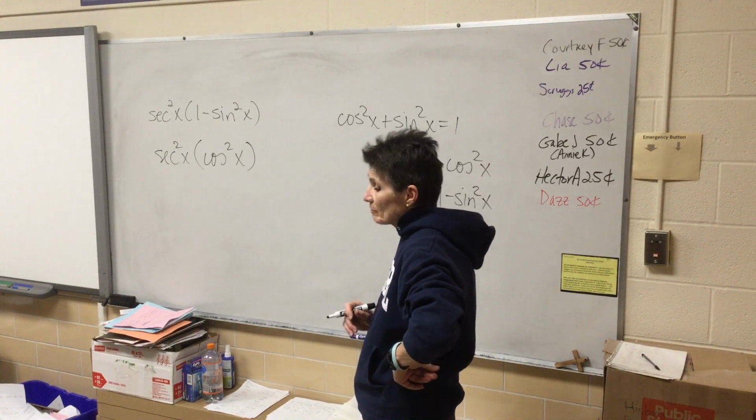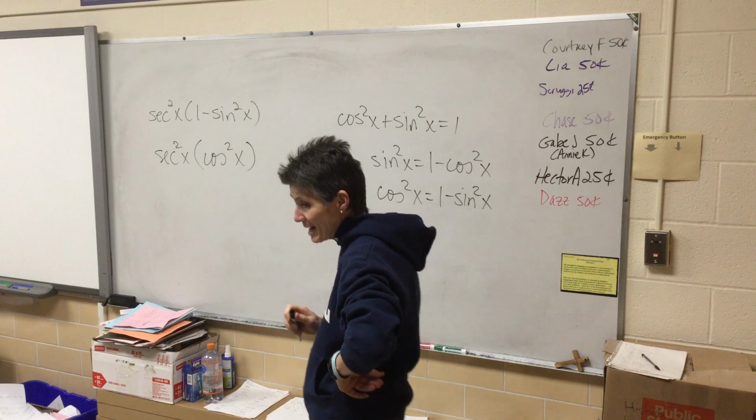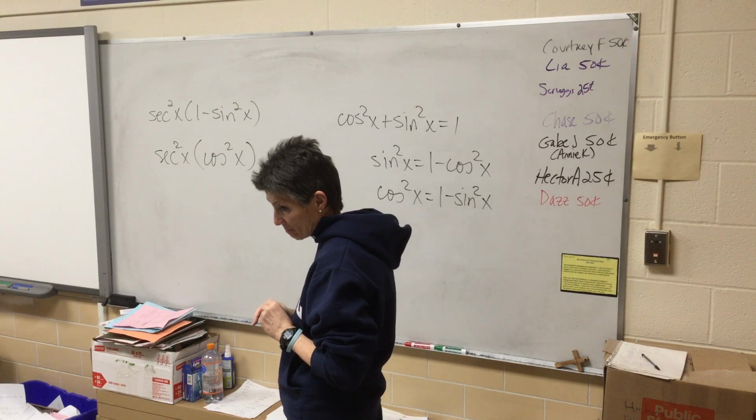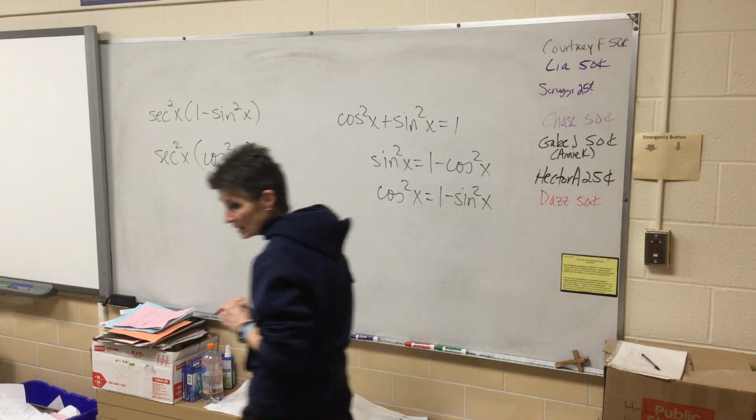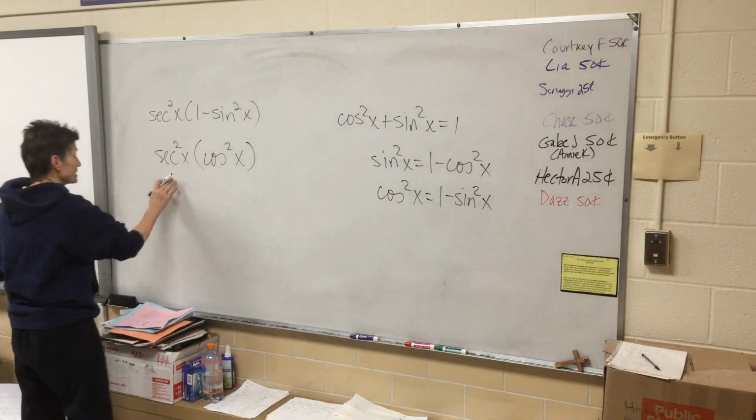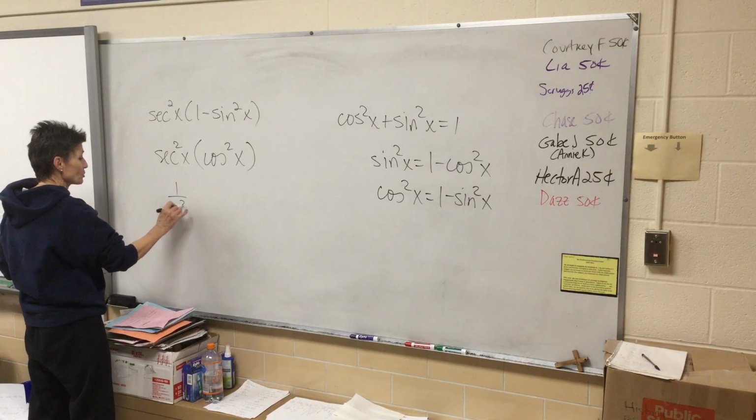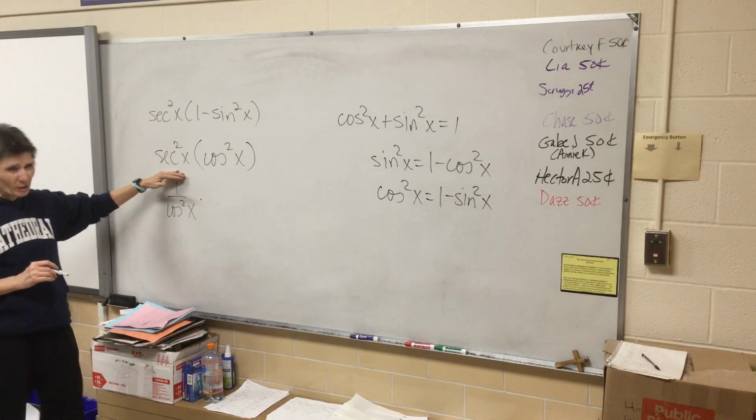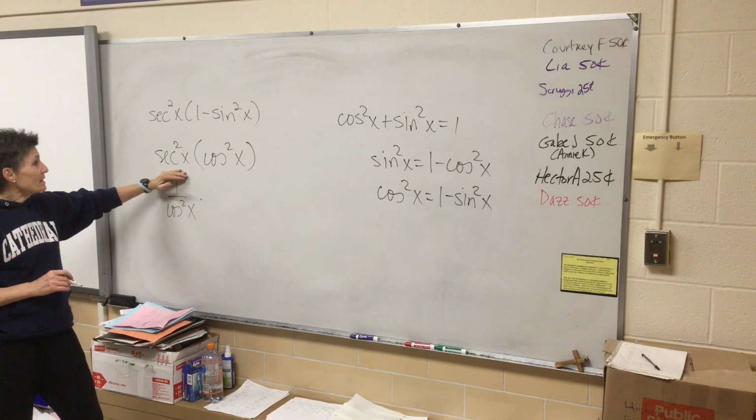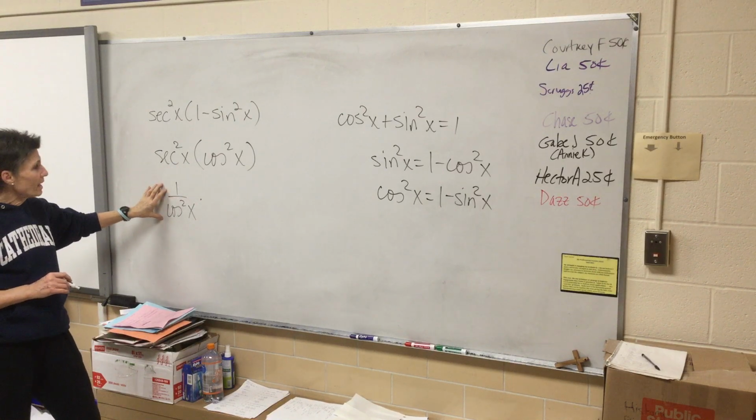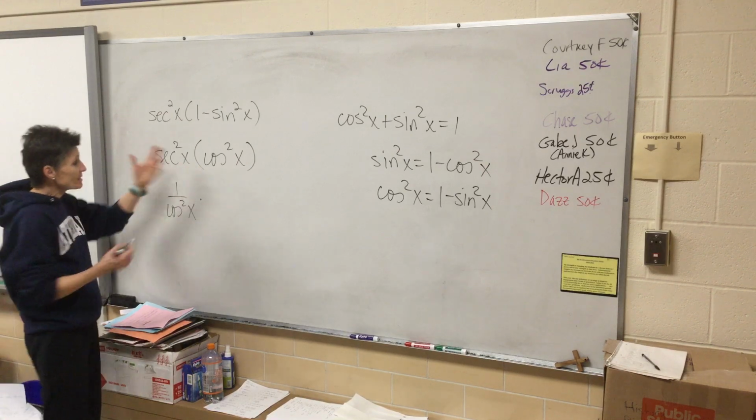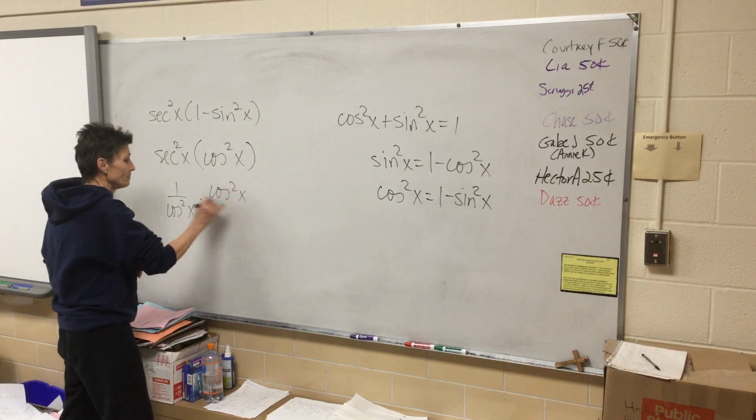Now, who has an idea about what to do next? Wouldn't you change secant to 1 over cosine? Indeed you would. So secant squared is 1 over cosine squared. That's on the paper too, but really this one you should already know because secant is the reciprocal of cosine. So secant squared is 1 over cosine squared. And then this is just cosine squared over 1.